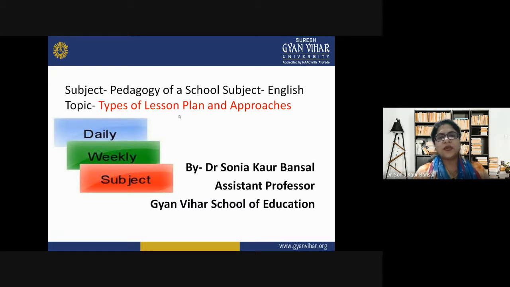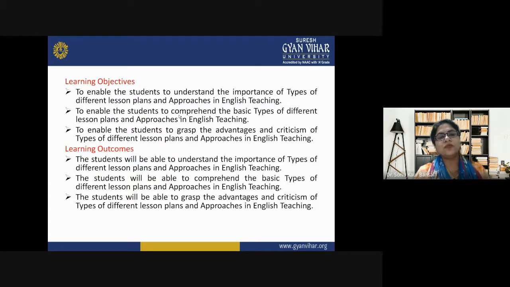And today my topic is types of lesson plan and approaches in the subject pedagogy of a school subject, English. So let's study what it is all about and understand it in a more elaborate way. Students, today my learning objectives are to enable you to understand the importance and types of different lesson plans and approaches in English teaching.